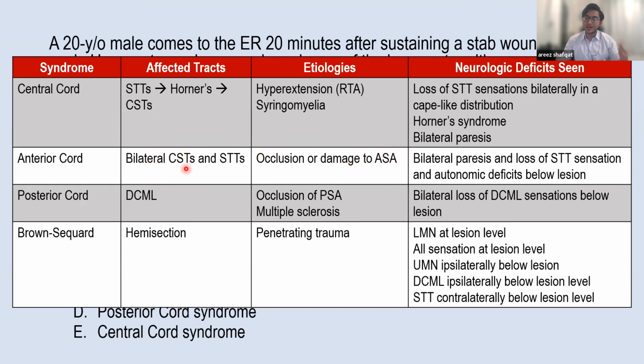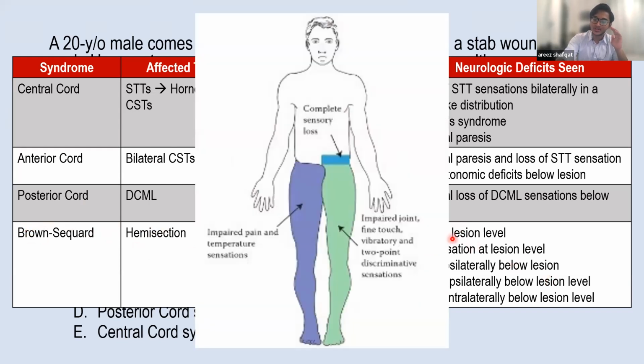This manifests with bilateral upper motor neuron lesions and loss of pain and temperature sensations. Importantly, dorsal column sensations remain intact. All right, posterior cord syndrome, the cause is usually an occlusion of the posterior spinal artery, or as we told you, multiple sclerosis, or even tabes dorsalis. Brown-Séquard syndrome is a hemisection of the spinal cord, and these are the 5 findings which you will see in a patient with Brown-Séquard syndrome.